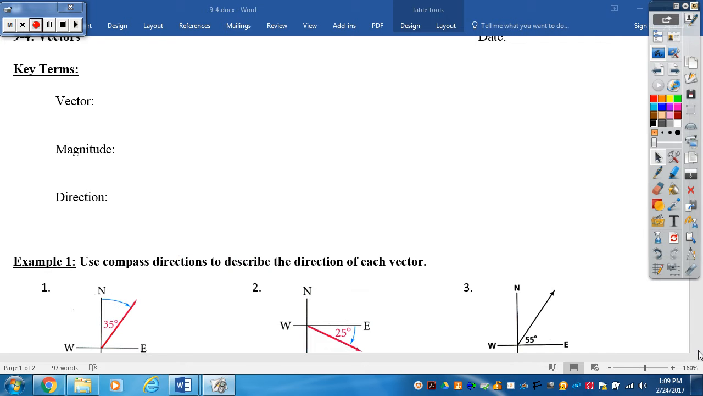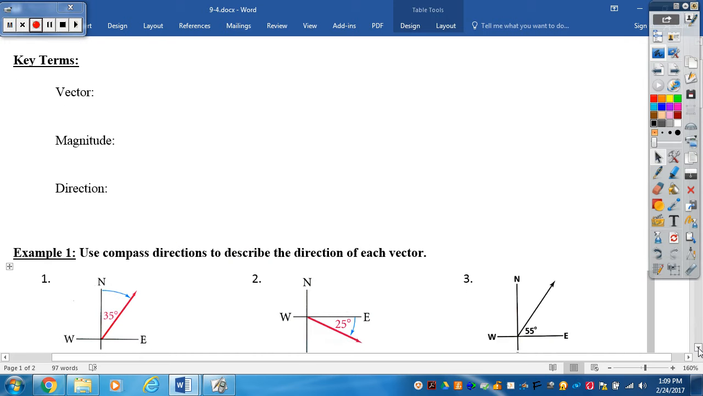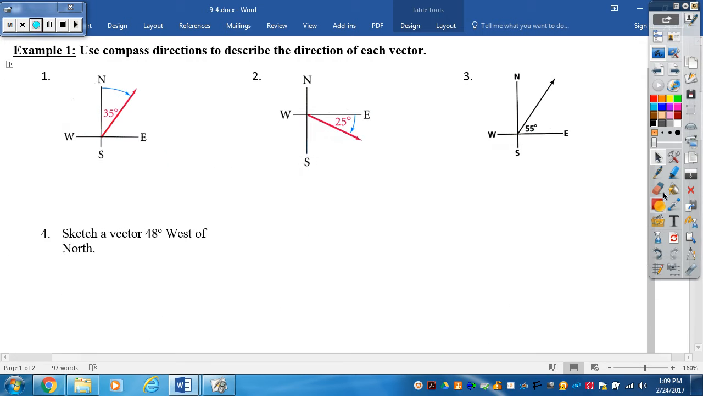So the next thing I want to do, after you've got those three terms defined there, is to actually talk about the direction. Use compass directions to describe the direction of each vector.